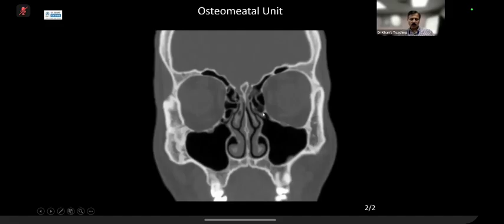So the key parts of the osteomeatal complex include the maxillary ostium and infundibulum. It includes the ethmoid bulla, the middle meatus, so this is the middle meatus, the airway, and the middle turbinate, and the uncinate process. So this is the osteomeatal complex.